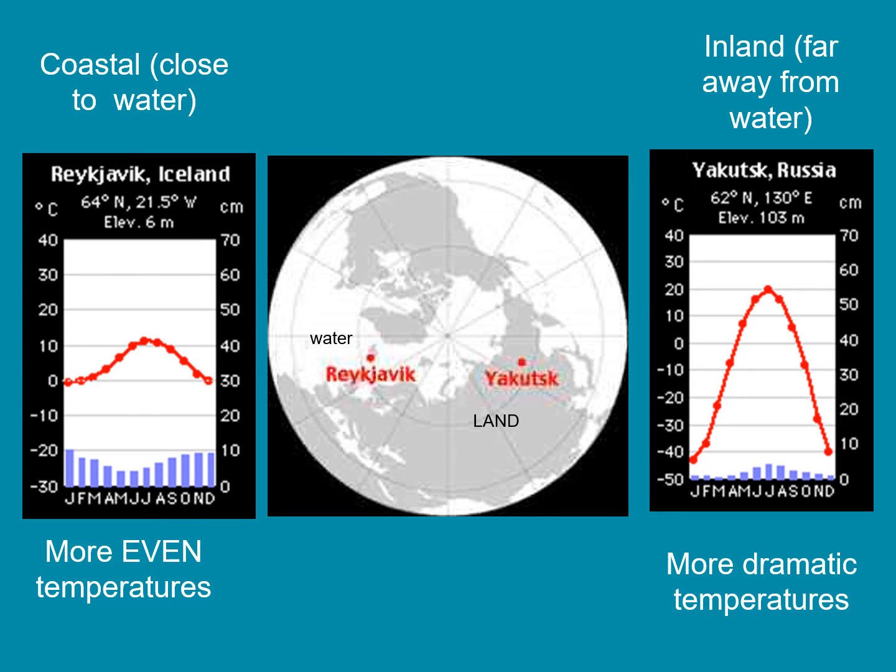Here's a good example. We've got a coastal city in Iceland, and we've got an inland city in Russia. So we can see the coastal city in Iceland has more even temperatures. It's still cold. Okay, it's still really cold, but it's much more even. These are on the same latitude.